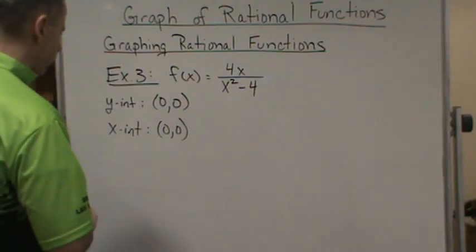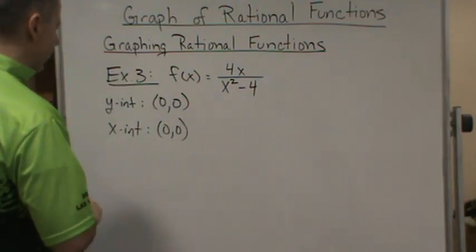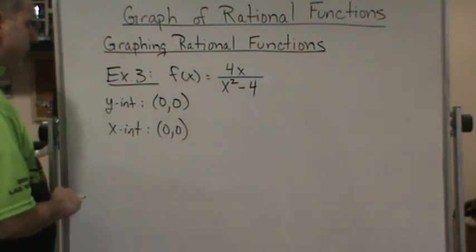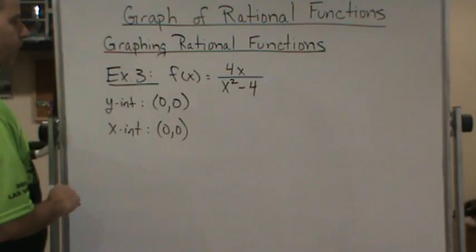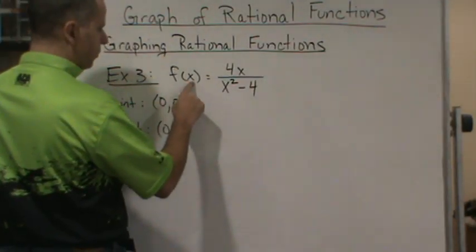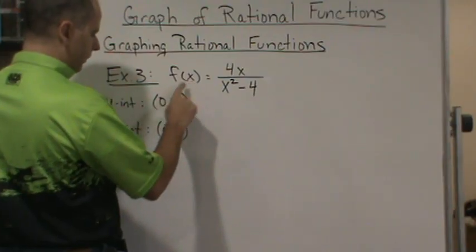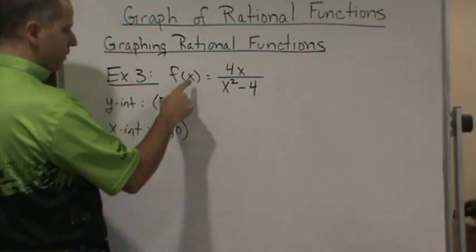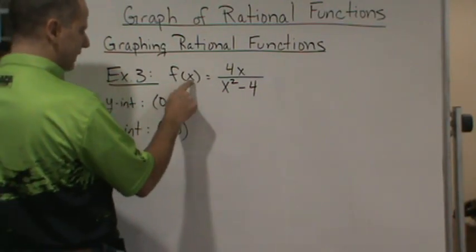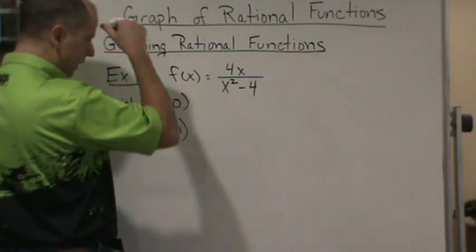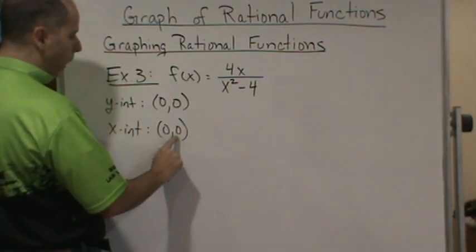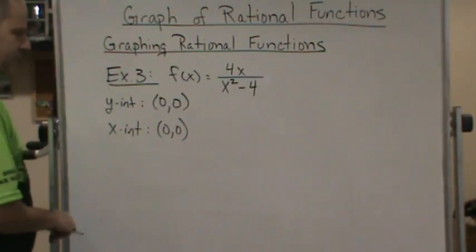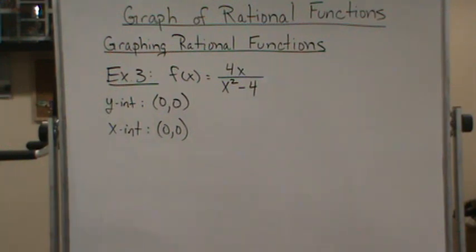Now, the y-intercept is f of 0, so where does it intersect the y-axis when x is 0? The other one is when y is equal to 0. So this is equal to 0. So the x and y intercepts are one and the same in this case.